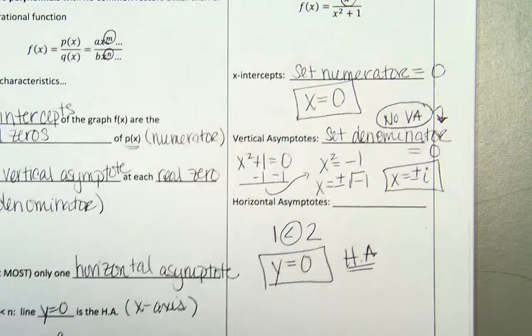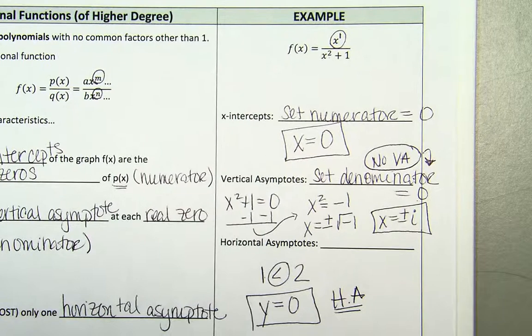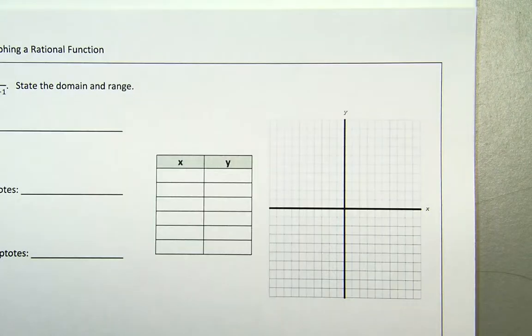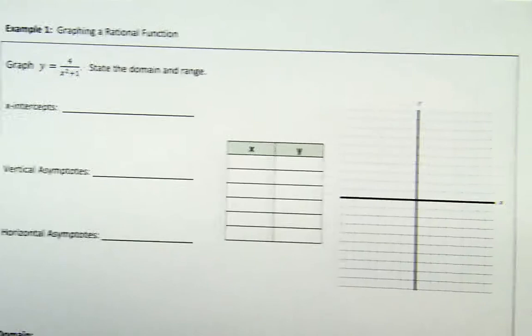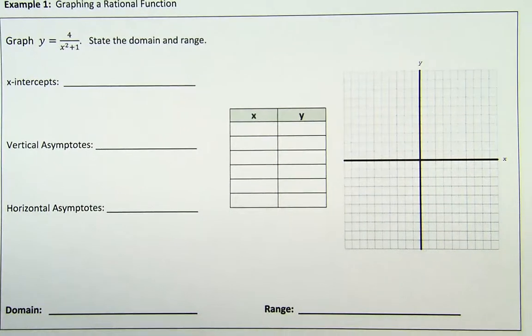So in this example, we just wanted to find the x-intercepts, the vertical asymptote, and horizontal asymptote. We're not actually going to graph this particular example, but that's how you would start setting up your graph for these rational functions. So let's go ahead and look at example 1. In example 1, they give us a new rational function, and they want us to graph the function, then state the domain and range.